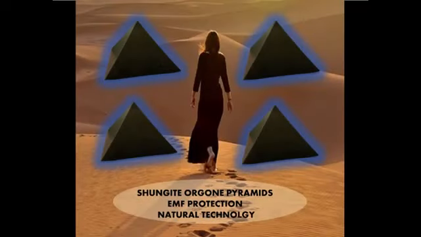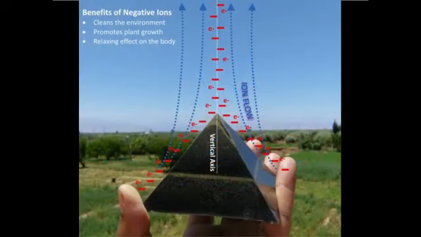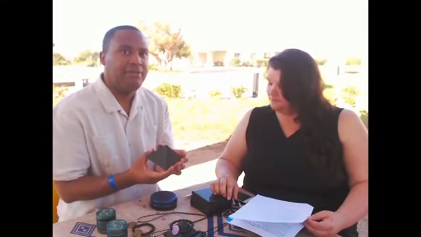Orgone pyramids are shaped in the pyramid form because they have special electrical properties. With the pyramid shape, all kinds of aura fields and electrical charges tend to interact on the apex. Also, the field that's emitted from orgone pyramids is, if you can imagine, a column of ions coming up from the tip up into the atmosphere or into your environment. So you can have these pyramids.